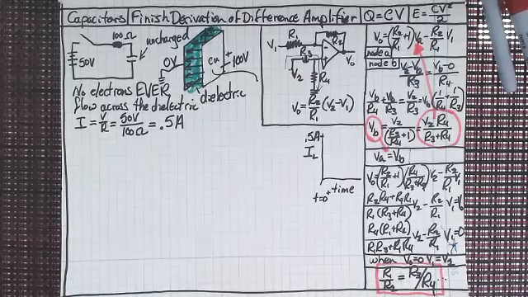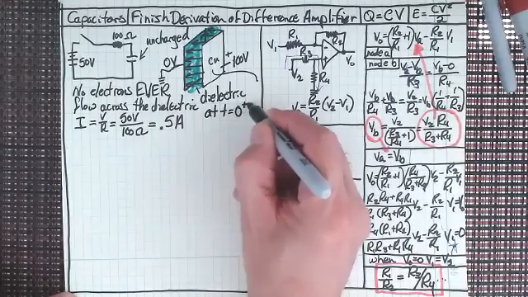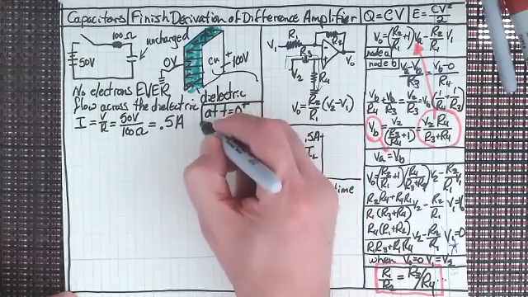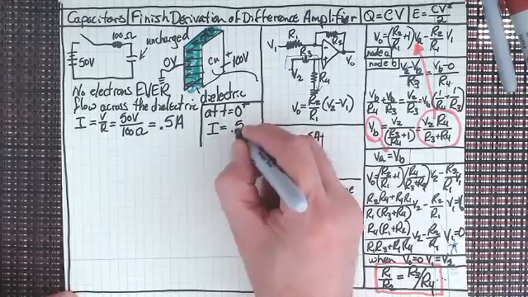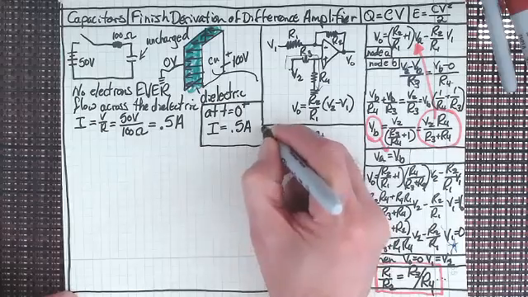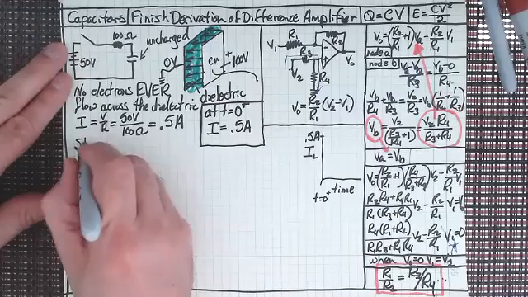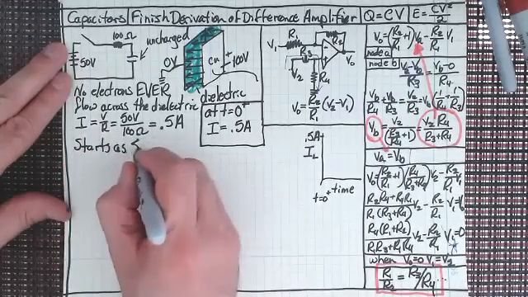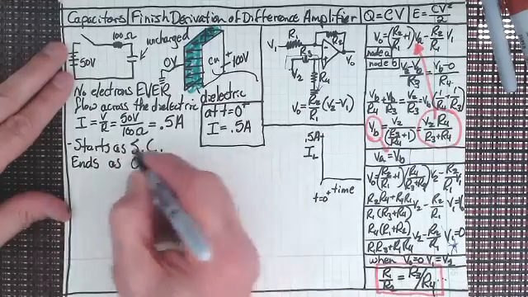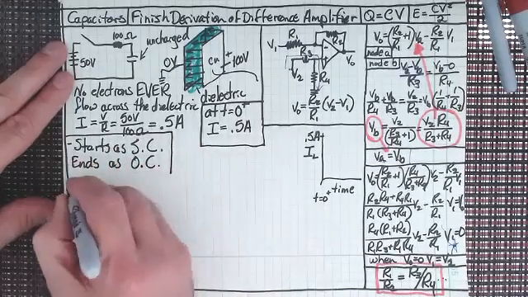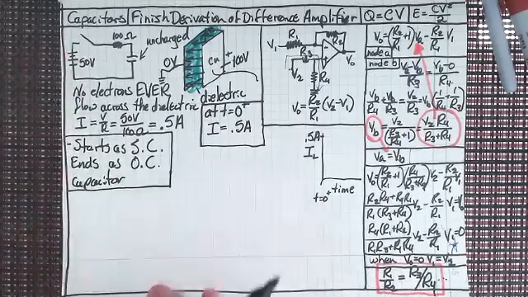When I throw that switch, I'm going to write this in a box, at t equals 0 plus. Put a box around this. I equals 0.5 amps. That's right. It starts as a short circuit. Capacitors start as a short circuit, end as an open circuit. A capacitor starts as a short circuit, ends as an open circuit.